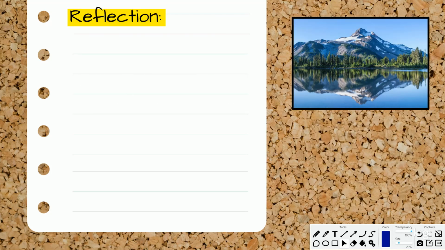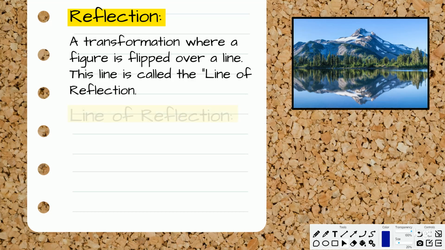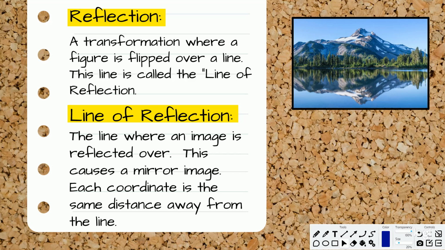Now we're going to move on to reflection. Reflection is a type of transformation where a figure is flipped over a line. This line is called the line of transformation, the line of reflection. So the line of reflection is the line where an image is reflected over. This causes a mirror image. When we're looking on a coordinate plane, each coordinate is going to be the same distance away from that line.